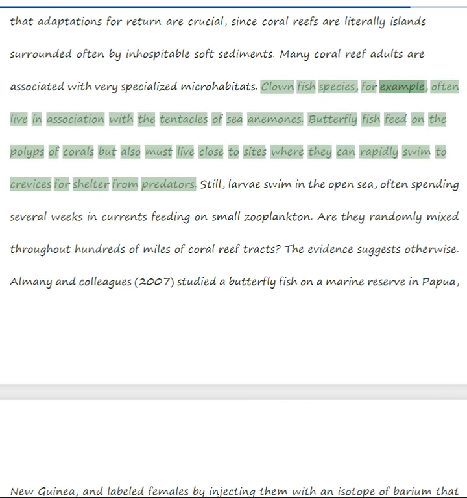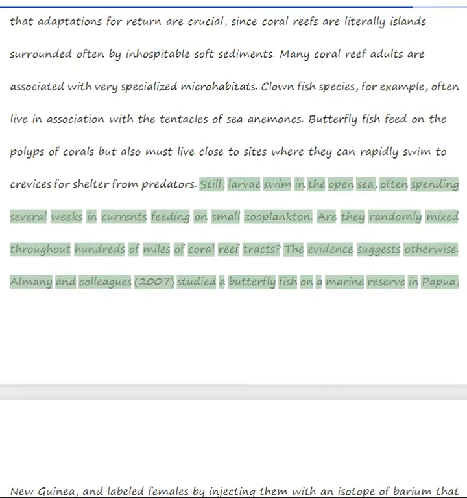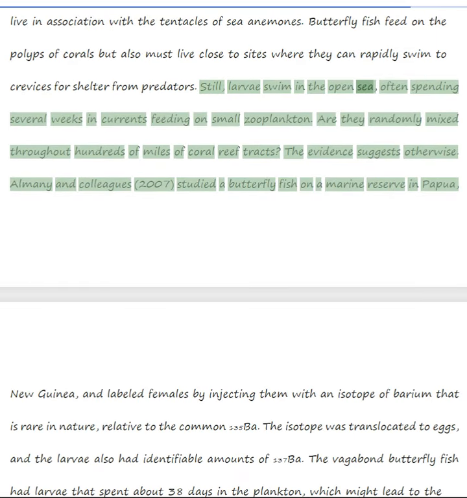Clownfish species, for example, often live in association with the tentacles of sea anemones. Butterfly fish feed on the polyps of corals but also must live close to sites where they can rapidly swim to crevices for shelter from predators. Still, larvae swim in the open sea, often spending several weeks in currents feeding on small zooplankton. Are they randomly mixed throughout hundreds of miles of coral reef tracts?